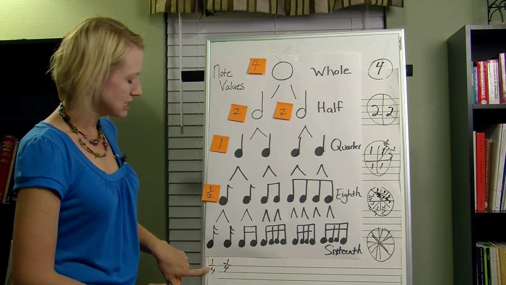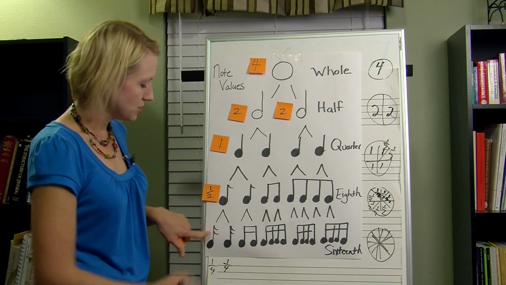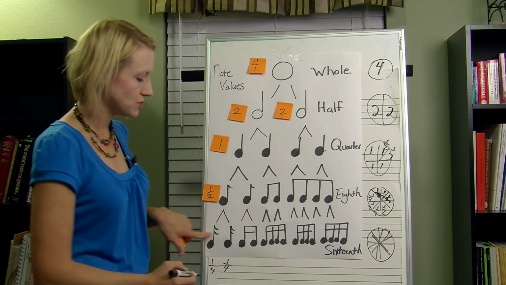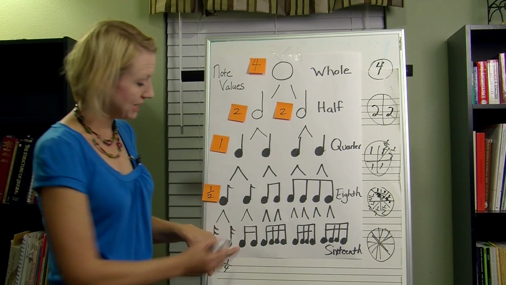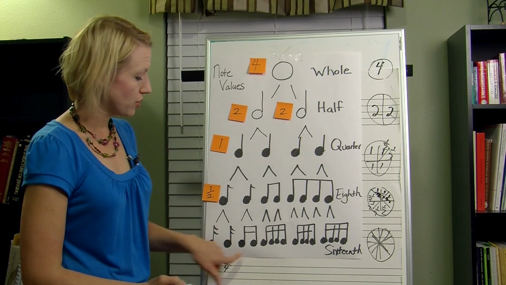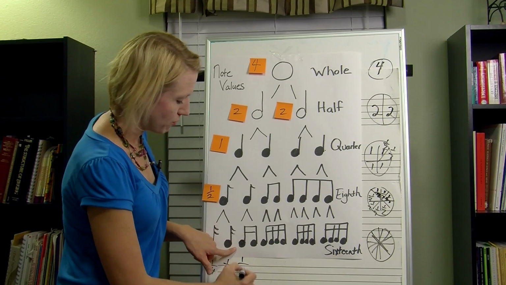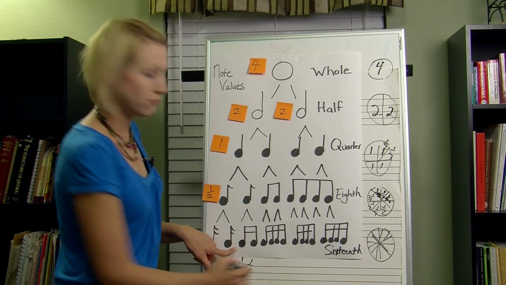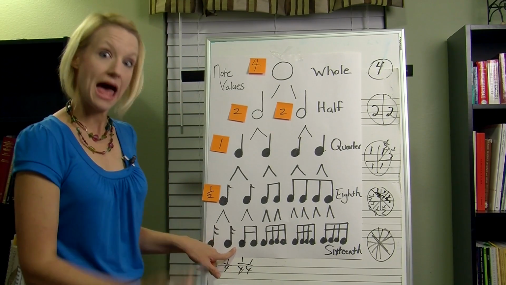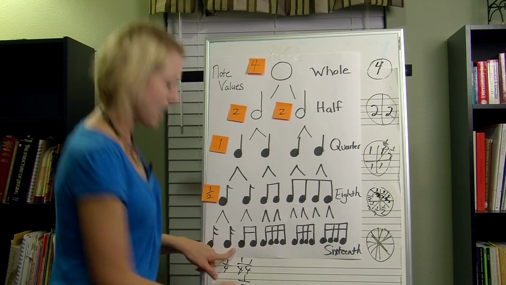16th note, I already wrote it down here. Each of those note heads is worth a fourth of a beat. So when you have the 2 flags or the 2 beams, each note head that's attached to that beam is worth a fourth. So this pair of 16ths would be a fourth and a fourth. What's a fourth plus a fourth? A half. So both of those together are worth the half.